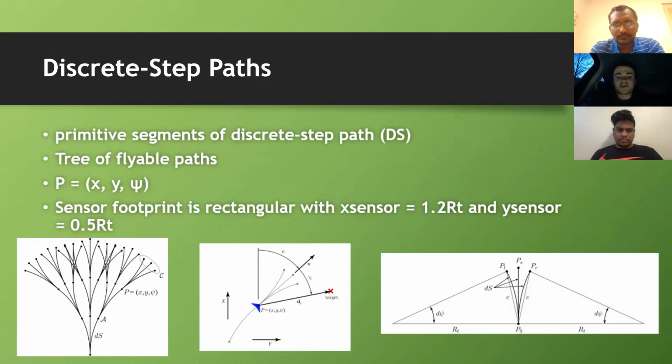Targets are sensed if they are within the vehicle's sensor footprint. The algorithm is capable of sensor footprints of arbitrary size. The discrete step paths are limited to 2 dimensions, which reduces computation complexity. These concepts, however, can be extended to 3 dimensions in a relatively easy manner.